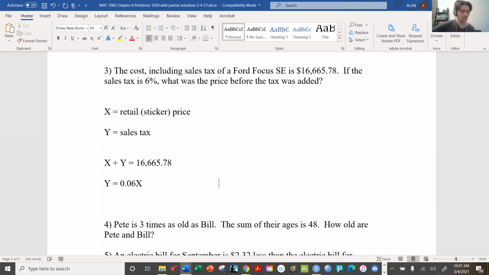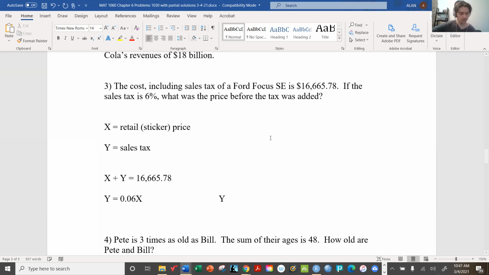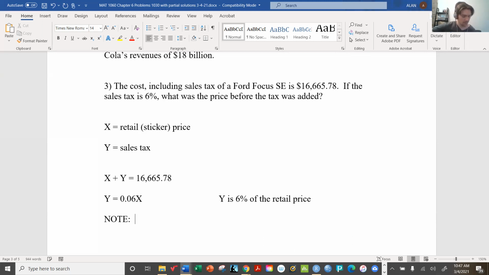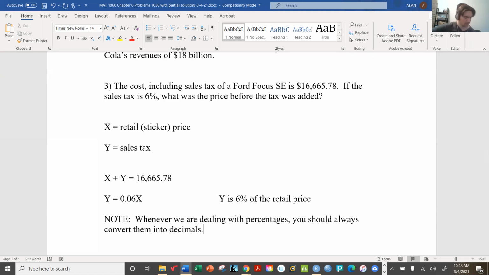Okay, so in other words, Y is 6% of the retail price. And 6%, remember, and 0.06 mean the same thing. All right, so I made a note of this with the other class. Whenever we are dealing with percentages, you should always convert them into decimals. Okay, yes, go ahead, Noah.